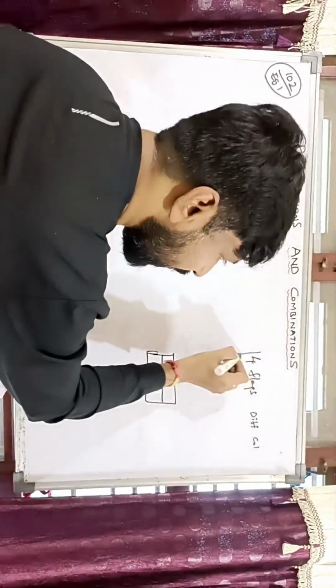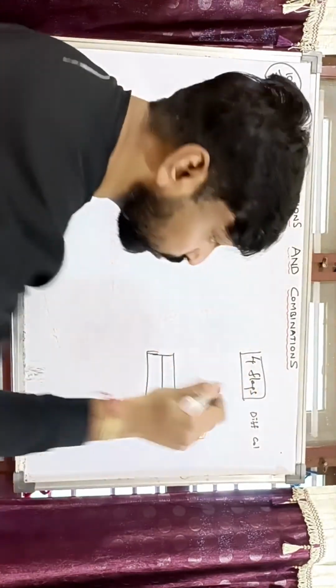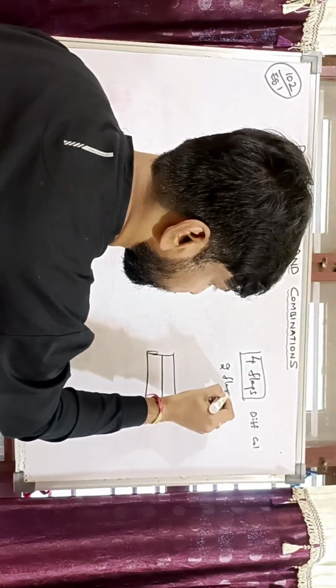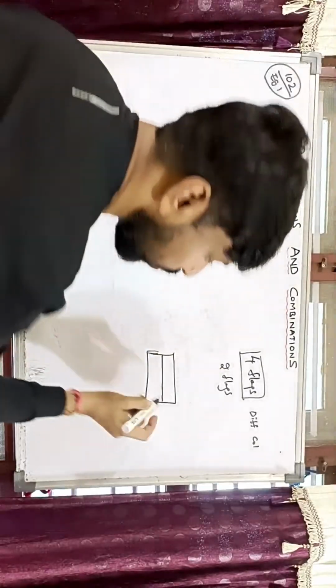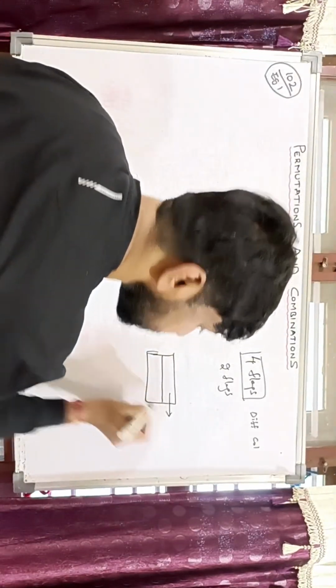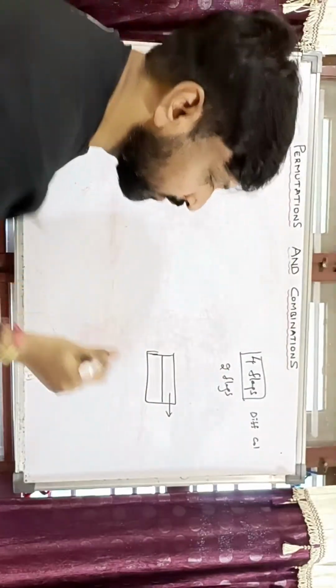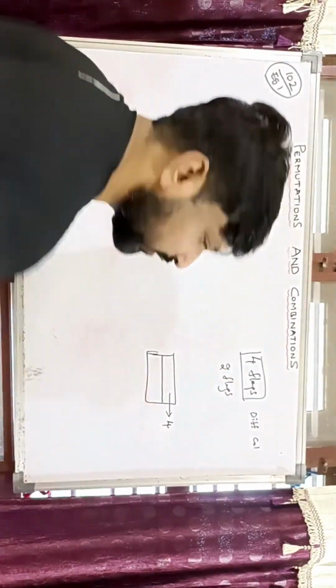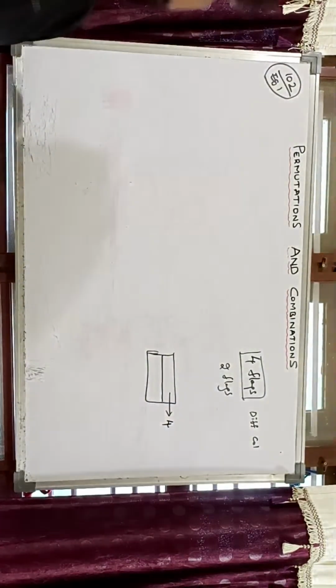So there are 4 flags you have, and you are going to create a signal with 2 flags. So how many ways are there to fill this box? The total number of flags is 4, so this box can be filled in 4 ways.